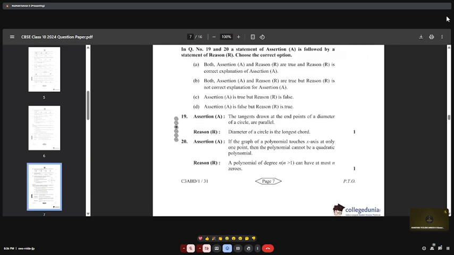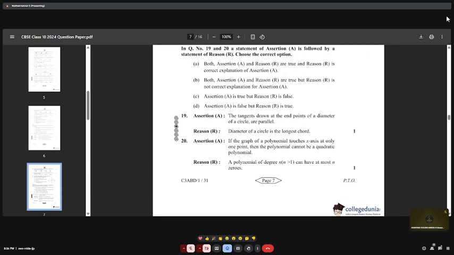Look at problem number 20. If the graph of a polynomial touches the x-axis at only one point, then the polynomial cannot be a quadratic polynomial. Is that true or not? A polynomial of degree n can have at most n zeros. Okay. Now you tell me. Is the assertion true or not?